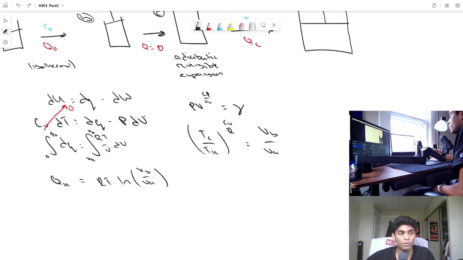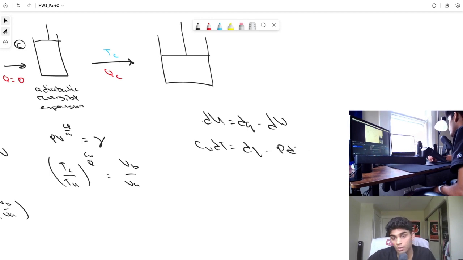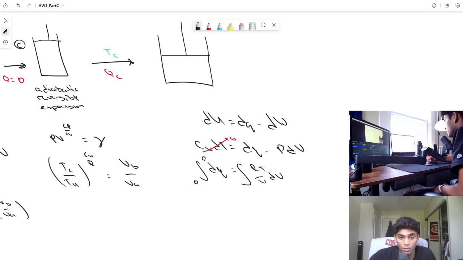So we'll start with the first law of thermodynamics. Change in internal energy is equal to change in heat minus change in work. Rewrite this as CV dT is equal to dq minus P dV. CV dT is going to equal 0 because isothermal. And so we get dq is equal to, and remember, using that same law of ideal gases, we get RT over V dV. We're going to integrate both sides. We're going to go from 0 to QC on this side, and from volume at C to volume at D for this one.